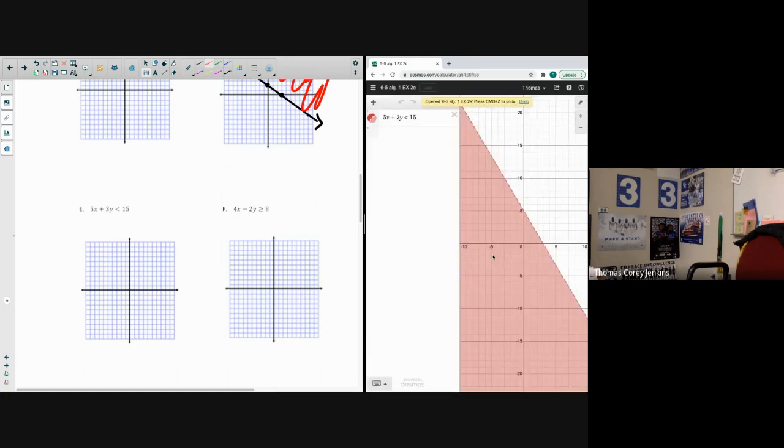So just to save a little bit of time, I went ahead and typed these in. See, I typed it just like I saw it: 5x plus 3y is less than 15. Okay. So again, I'm going to make sure that I'm very accurate on my graph. So it goes through 3, 0, and 0, 5.